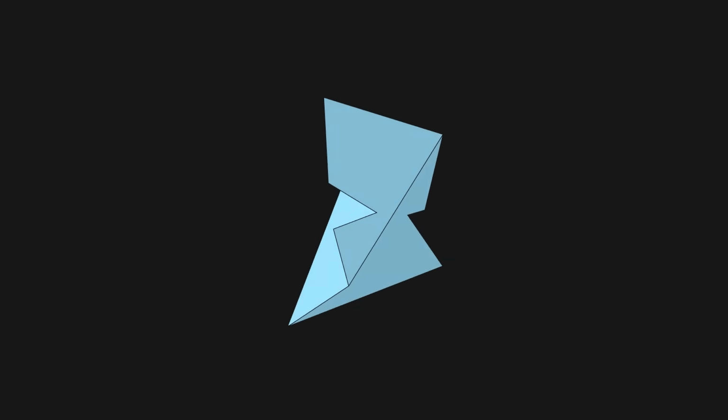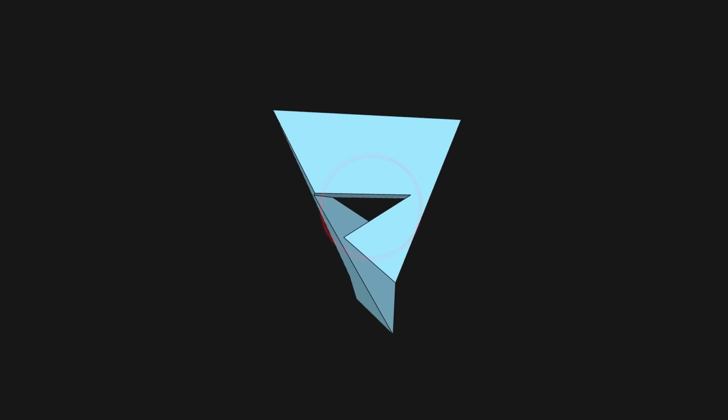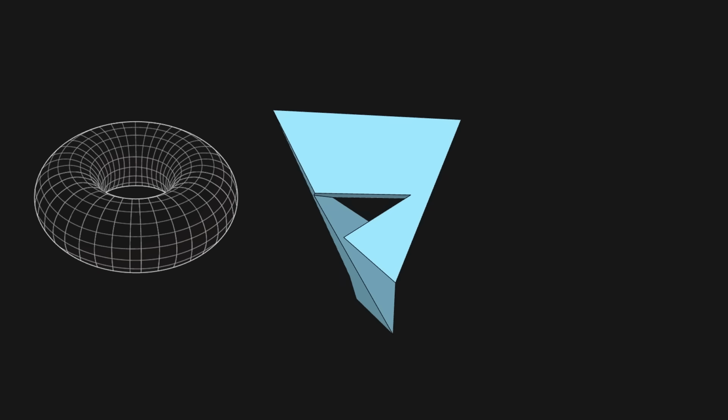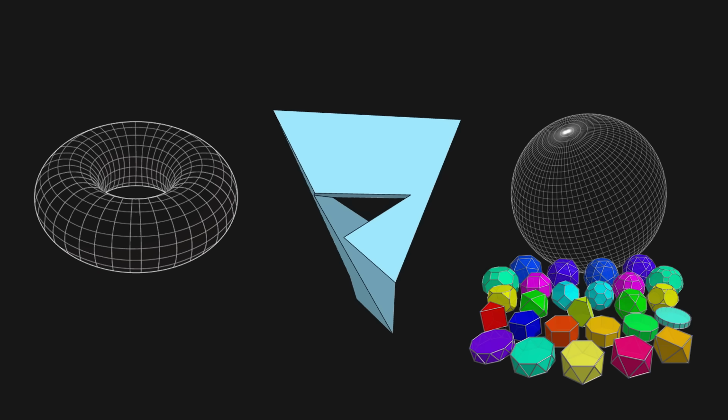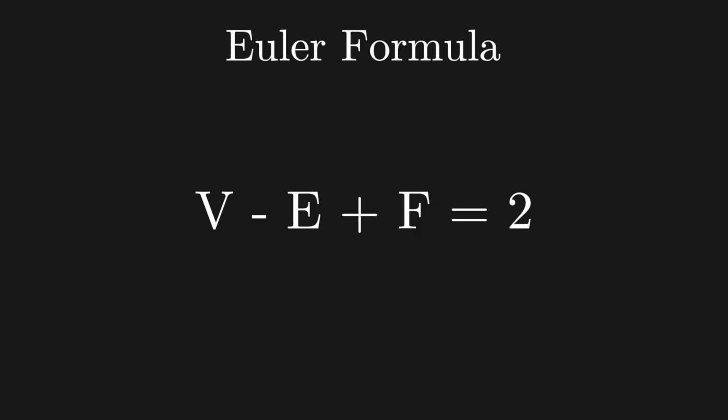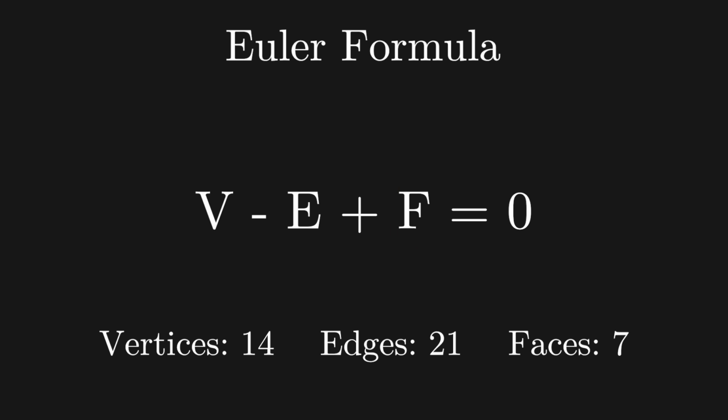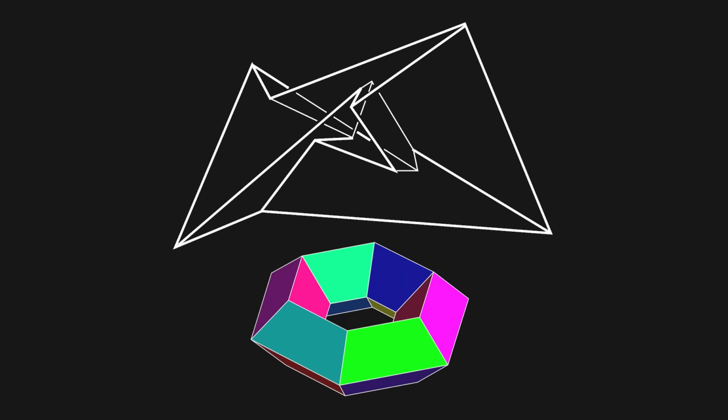The most striking feature you'll notice is that it has a hole in it. So topologically, it's actually a torus or donut shape instead of a sphere, like most shapes you're familiar with. That also means that the famous Euler formula, vertices minus edges plus faces equals 2, doesn't work. It actually equals 0 for this shape, because you have to subtract 2 for every hole. The Szilassi polyhedron is also the shape with the fewest possible sides that forms a topological donut.